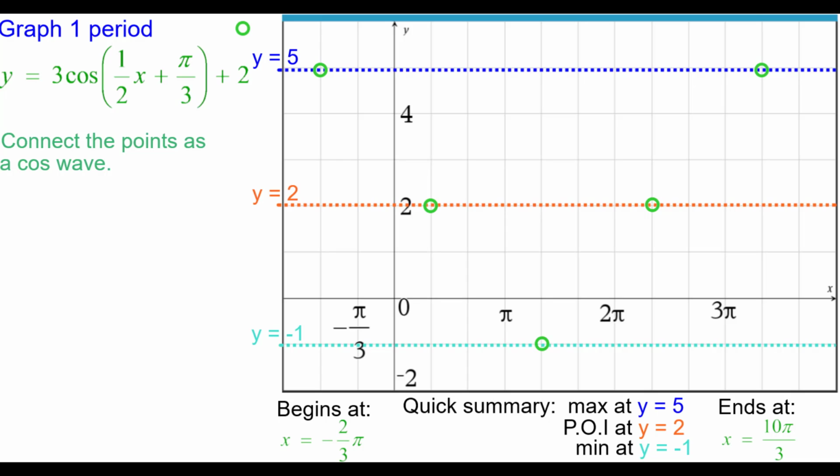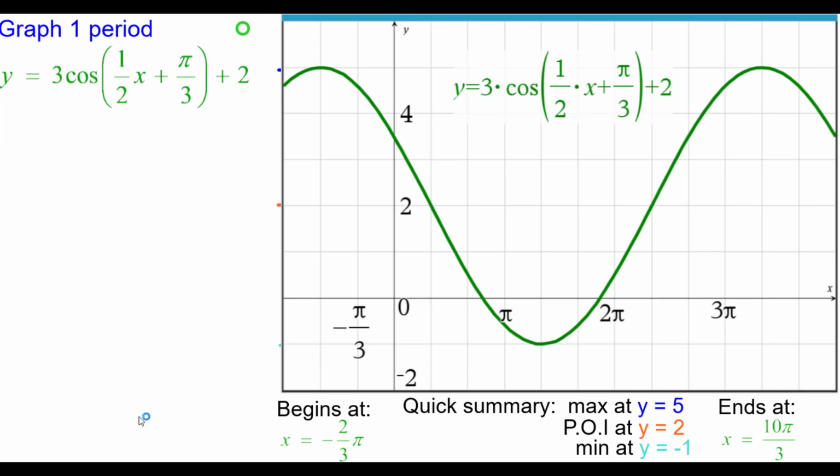Connect the points as a cosine wave, part of a frown, concave down, smile, concave up, concave down. And here it is much more smooth. We're waving along there.